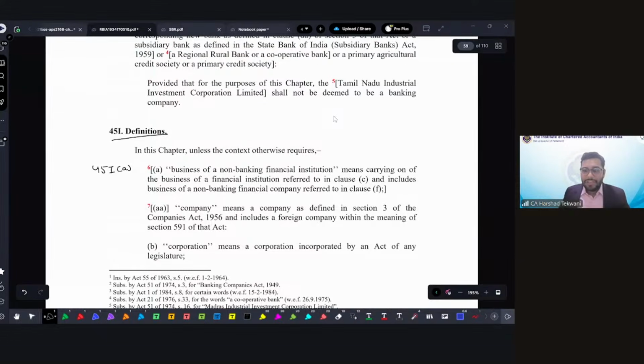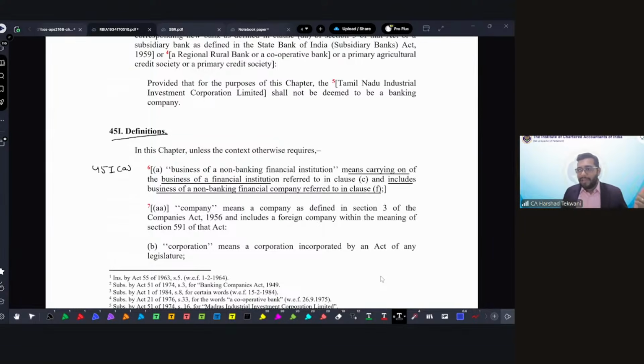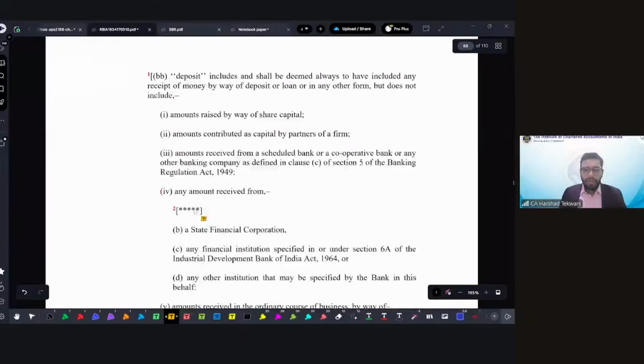What this definition says is that it means carrying on the business of a financial institution referred to in clause (c) and includes the business of a non-banking financial company referred to in clause (f). That means if you carry on the business which is given in clause (c) or clause (f), you are carrying on the business of an NBFC. Okay. Let's see what is clause (c). Clause (c).